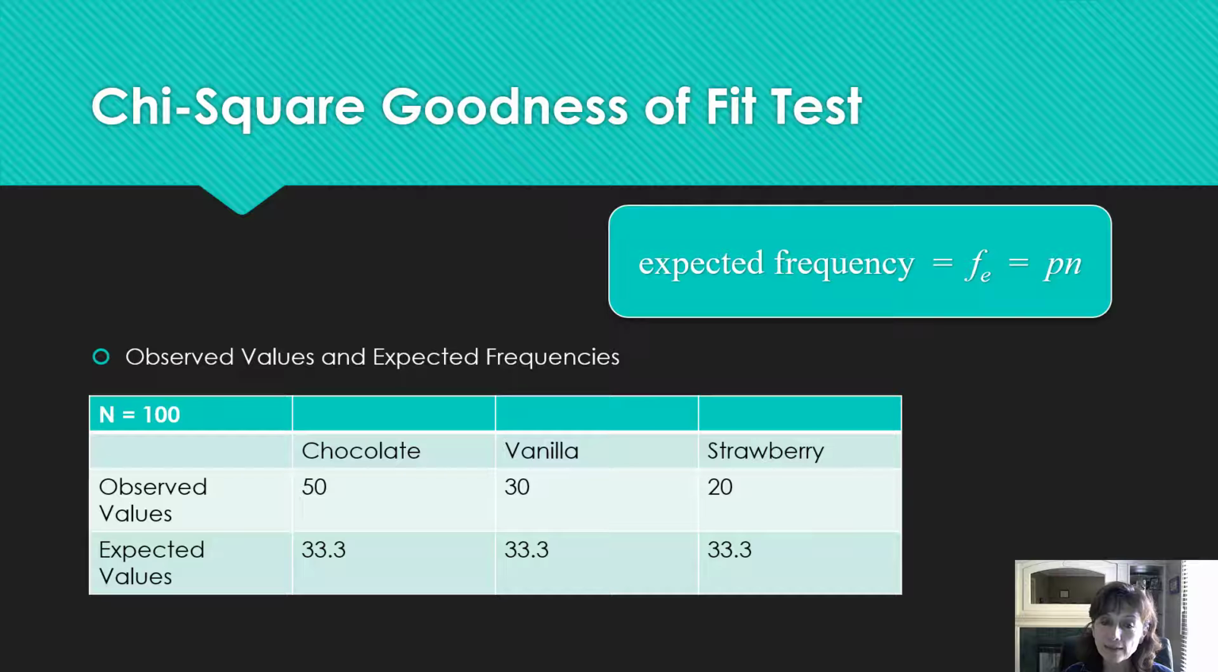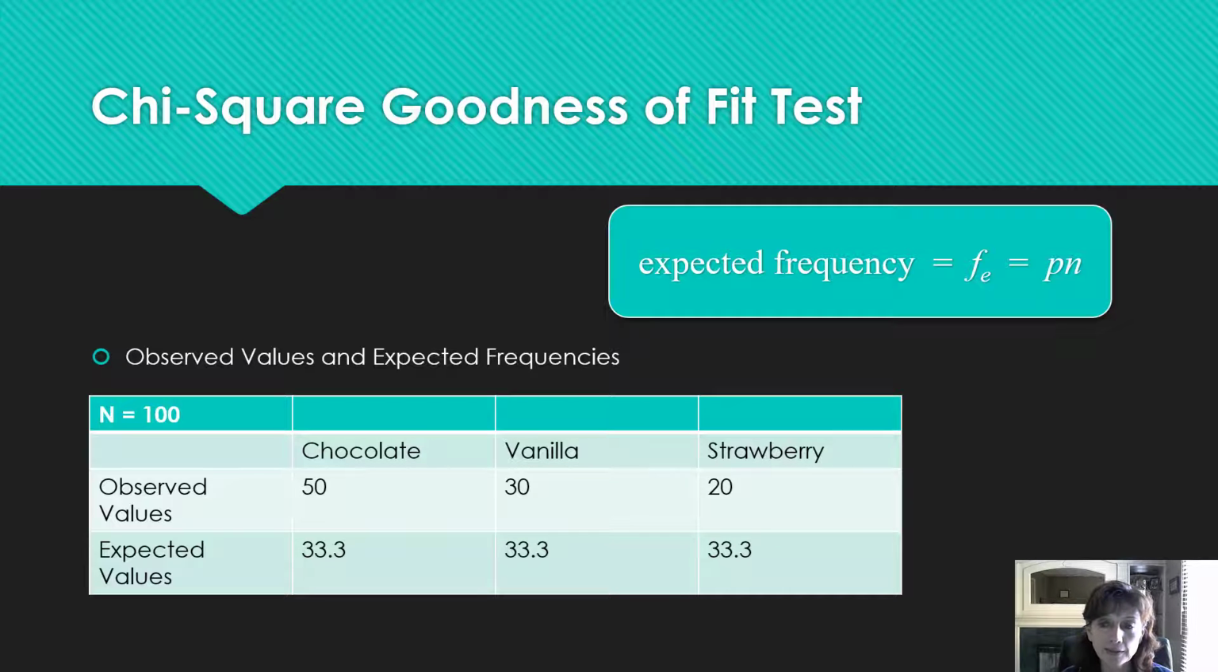So I have to fill in my expected values, and I fill those in based on my null hypothesis. Again, the null is saying there's no difference, that people prefer chocolate, vanilla, and strawberry ice cream equally. If that were the case, I would split my sample size of 100 equally among those 3 categories, right?